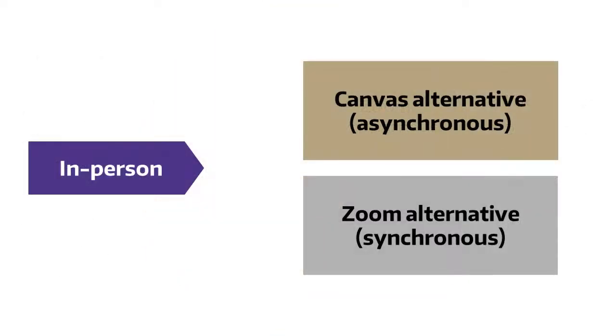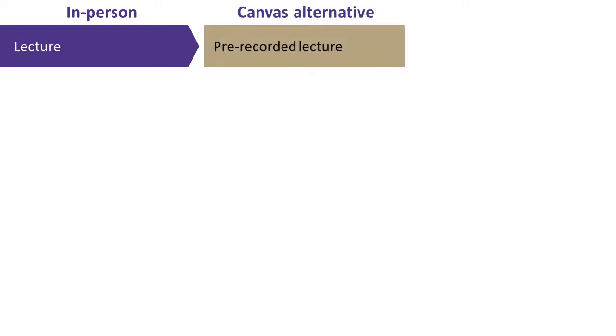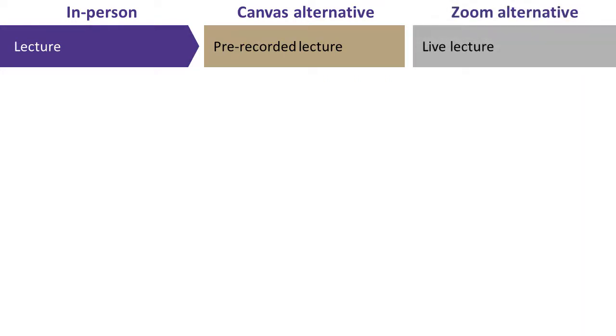Let's discuss how to adapt common in-person activities to be online. There are two ways to present lectures. One is to record the lectures in advance and put them into Canvas, or give them live through Zoom. Long lectures delivered in Zoom may be challenging for students.